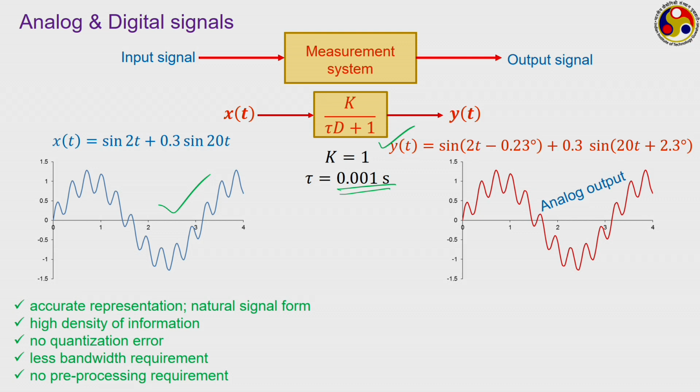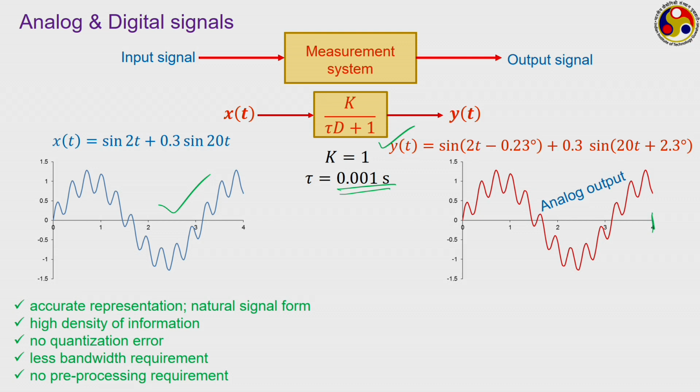Now, we have a very high density of information, because theoretically we have an infinite number of data points, and we can extract the value of the output signal y at any possible time, starting from t equal to 0 to t equal to 4 in this example. For any value of t we have some y value available. Then there is no quantization error. What is quantization? We shall be coming to it very shortly.